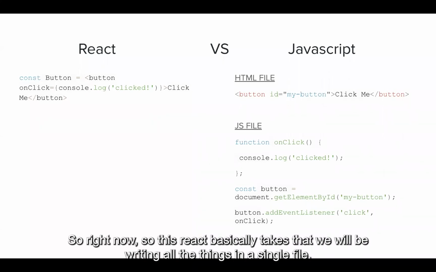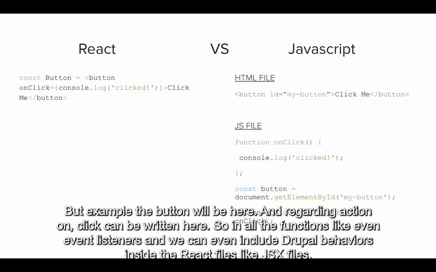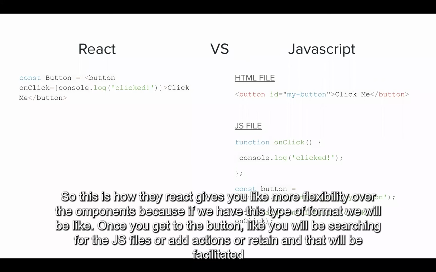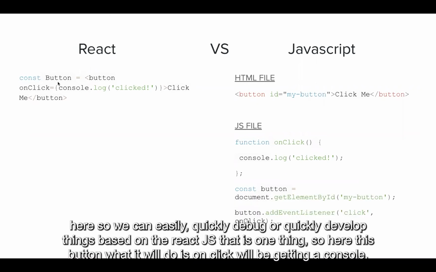Right now, React facilitates writing all the things in a single file. For example, the button will be here and the action on click can be written here. So all the functions like event listening, and we can even include Drupal behaviors inside the React files, like JSX files. This is how React gives you more flexibility over the components, because otherwise, once you get to the button, you will be searching for the JS file where the actions are written and other stuff. That will be facilitated here. So you can easily and quickly debug or develop things based on React.js. So that is one thing.